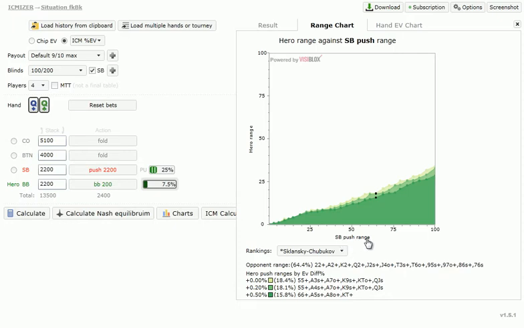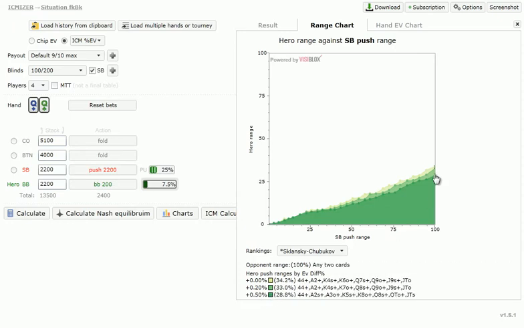On the x-axis we have small blind's pushing range, and it goes again from 0 to 100%, to any two. And on the y-axis we have the hero response plus EV range. We can see that there are three green values here. The lightest green would be the 0 plus EV range, and the darker green would be more. The darkest green would be hands which have a plus 0.5% difference between EV push and EV fold.